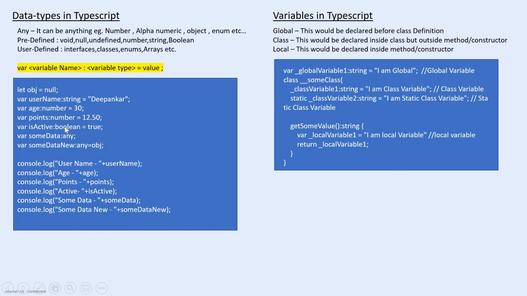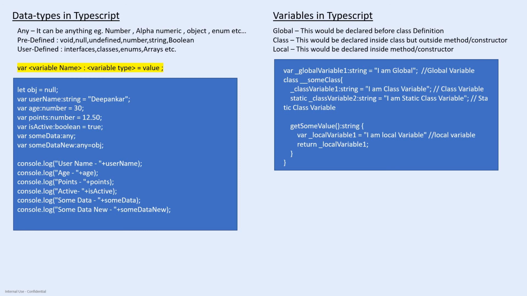Okay, so this is how variables are. There are three types. One is any, which means you can define any data. If you are not sure what type of data is going to come to your variable, you can define any. Later the value type would be its own data type, right? Next is predefined. Predefined types are void, null, undefined, number, string, boolean.